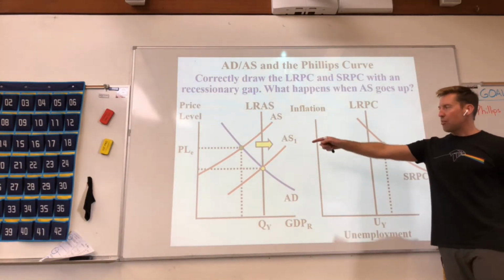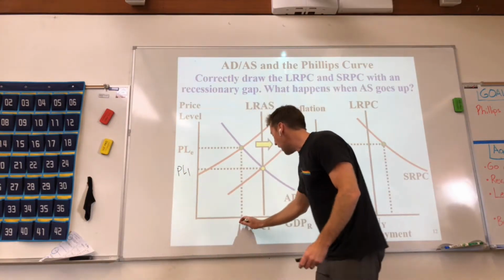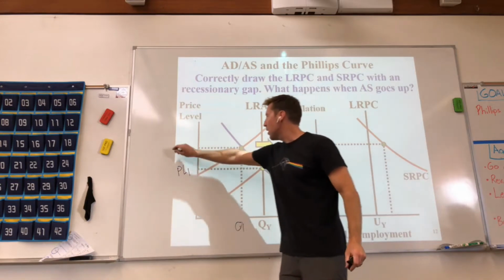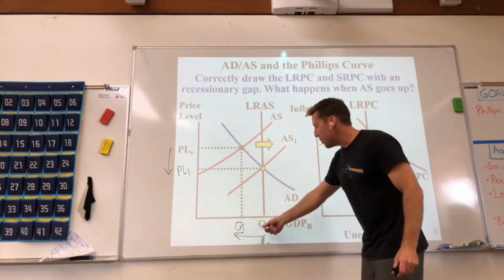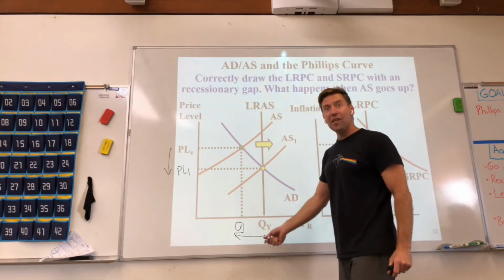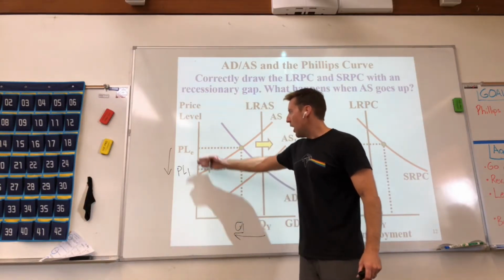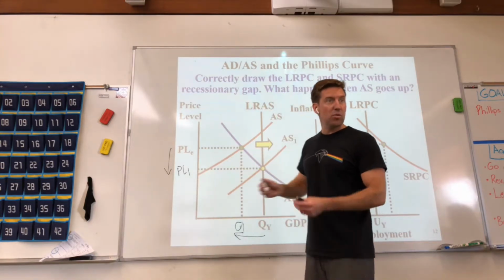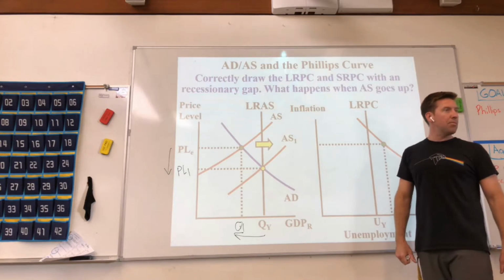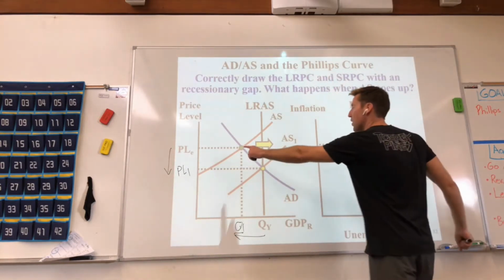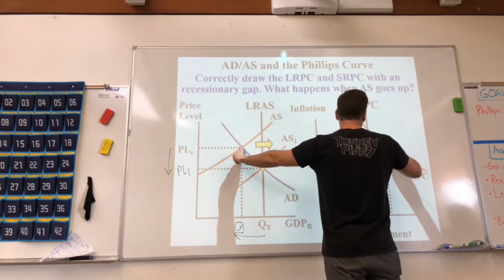I'm seeing that price level dropped. We've gone to PL1, and then we've gone to quantity 1. So, price level dropped, quantity dropped. This means we have less employment, right? Less employment here and less inflation. We're deflating. So what tool do I use to solve this crime? The finger. So I put my finger on the spot, my price level dropped, so my inflation dropped.